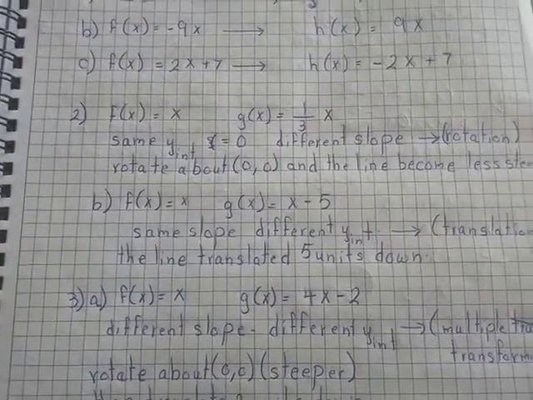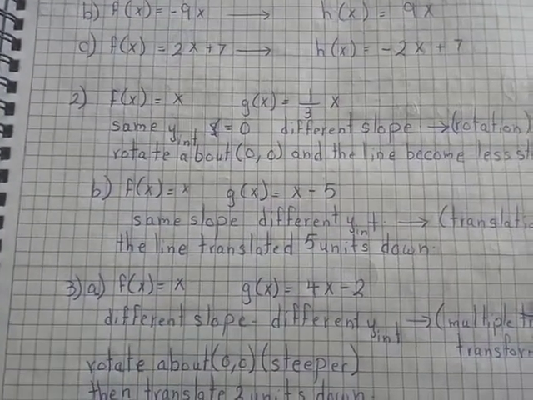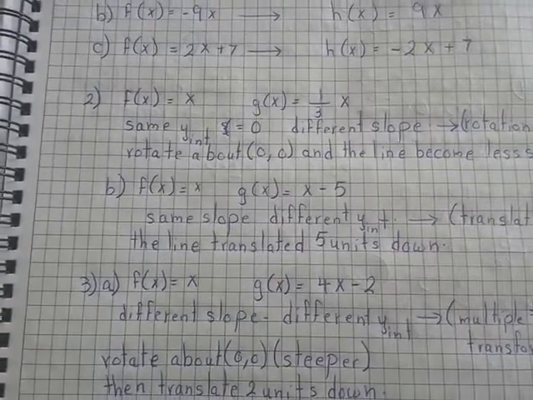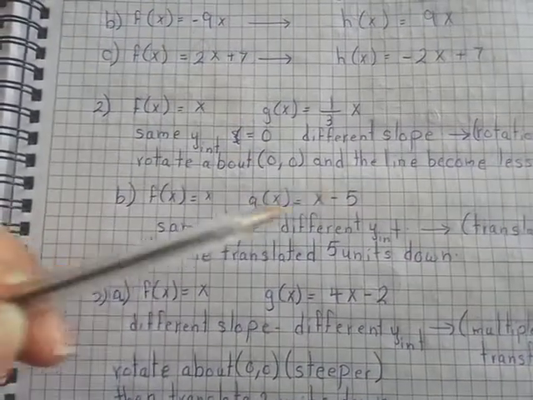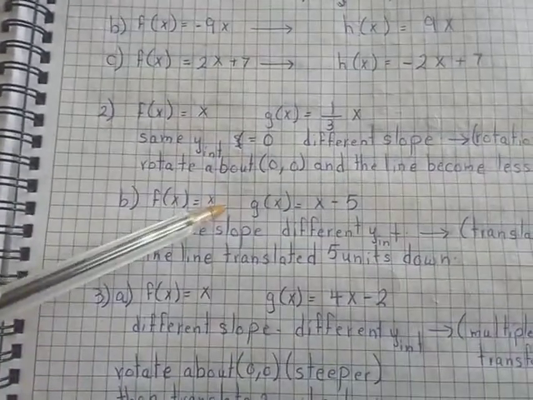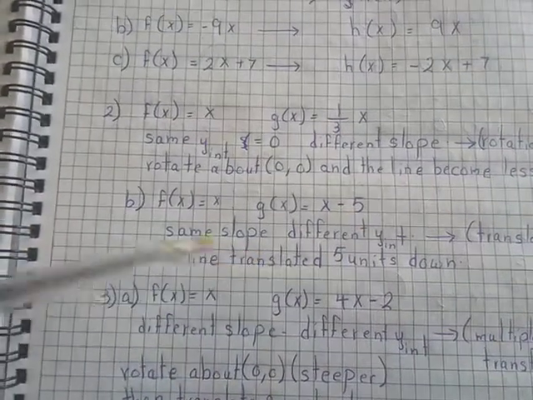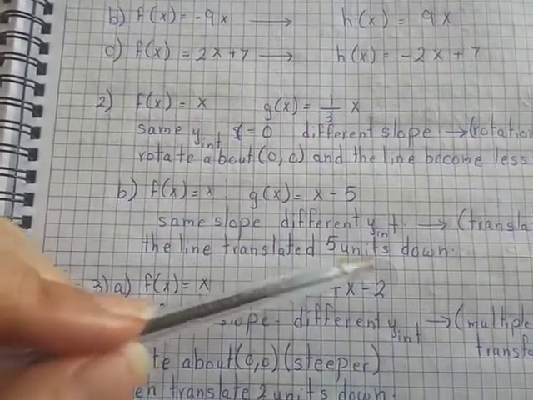How can we get how many units? The second y-intercept minus the first y-intercept. So negative 5 minus 0 equals negative 5. So the line is translated 5 units down.